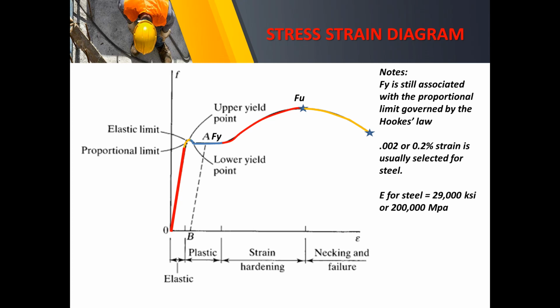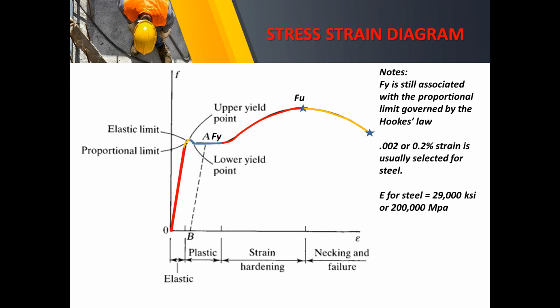Okay. There are notes here. Note that Fy is still associated with the proportional limit governed by Hooke's law. So for the yield point, we still apply Hooke's law because on the upper yield point, there is no permanent set yet, and that will be our threshold for the strength.